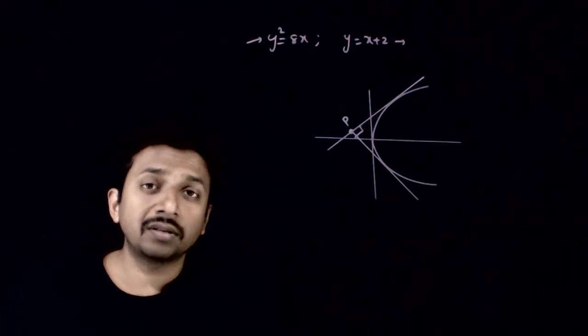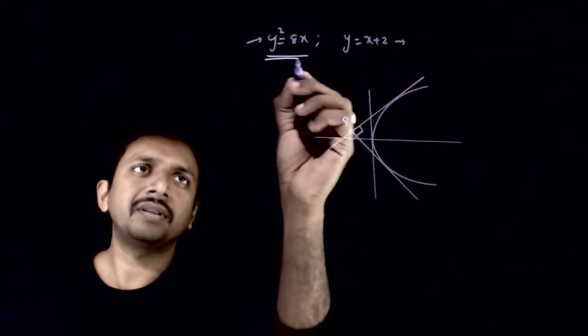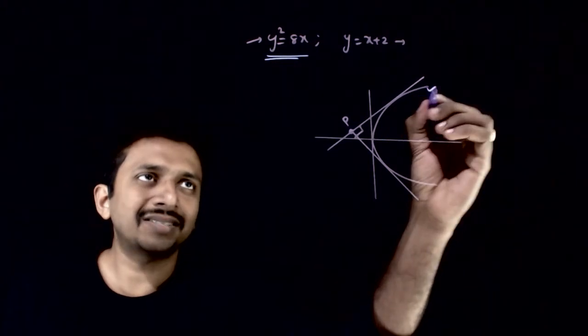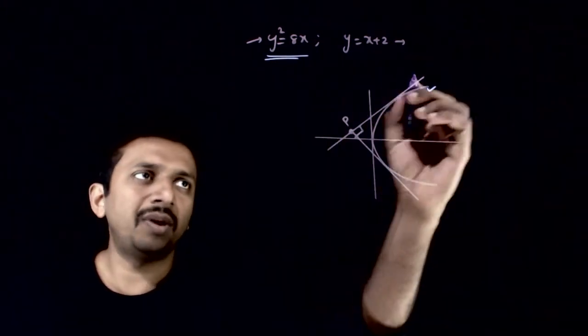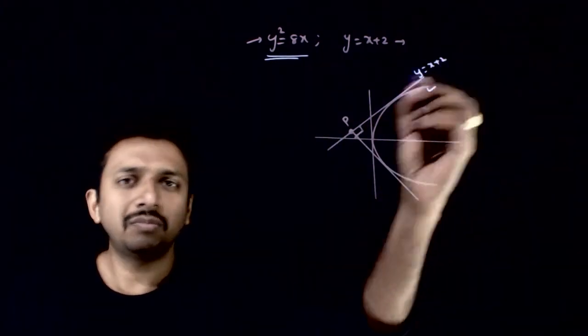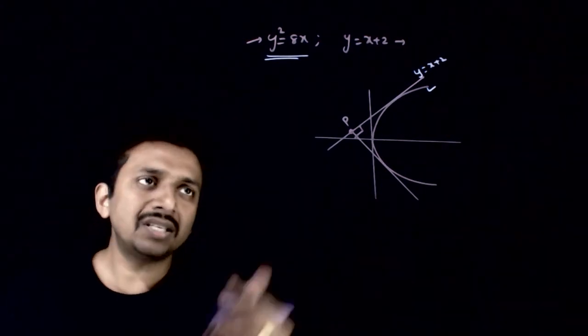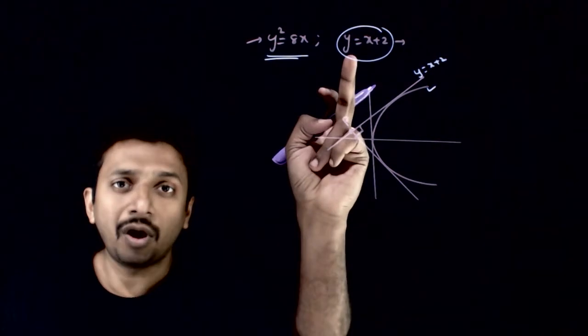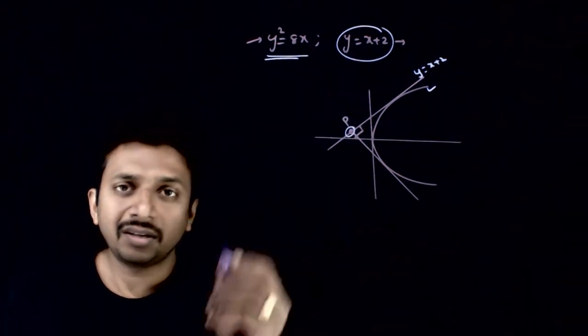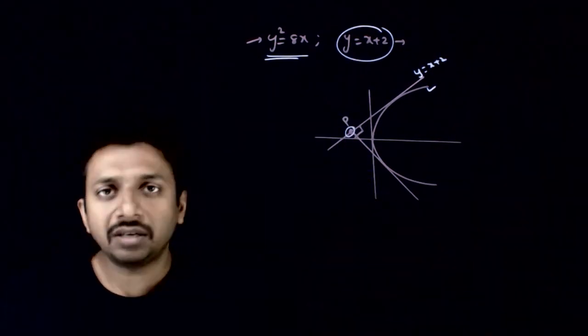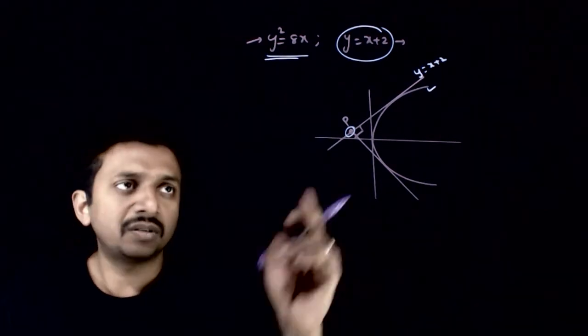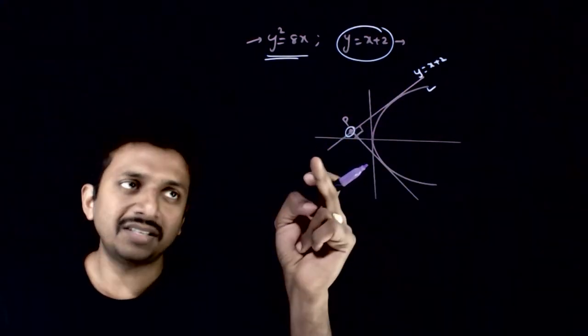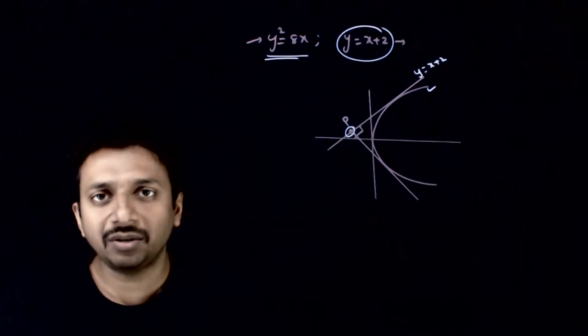So welcome students. So this question is given that you have the parabola y square is equal to 8x and you have a tangent to this parabola y is equal to x plus 2. Both are given to you. The question is from what point on this tangent can you draw a perpendicular tangent to this parabola? So from what point on this tangent can you draw a perpendicular tangent to this parabola?